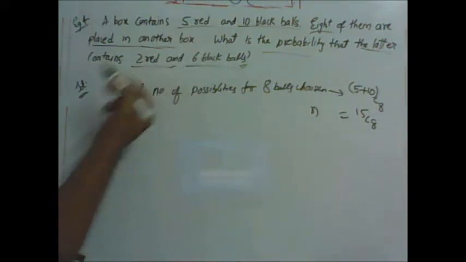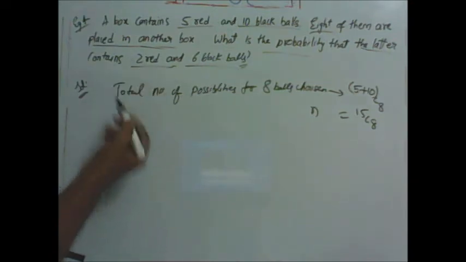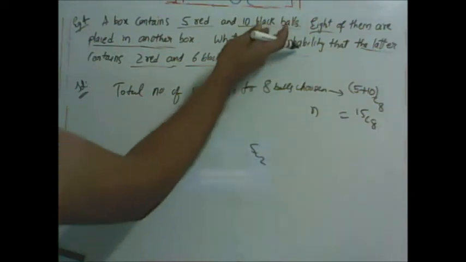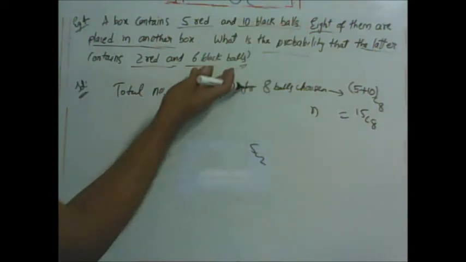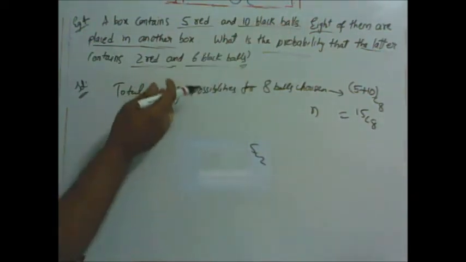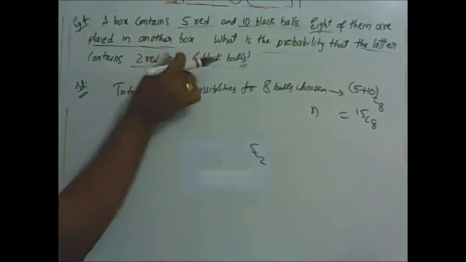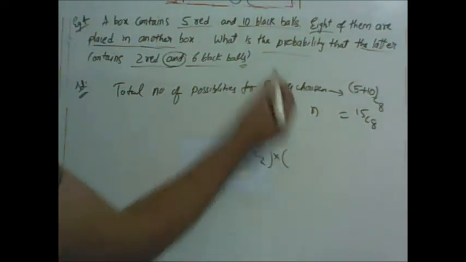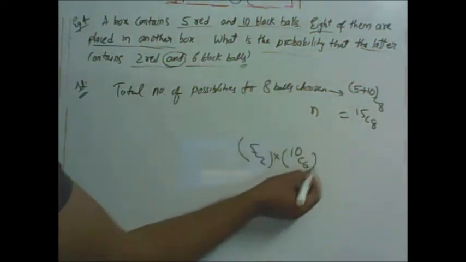5 red balls are there. Out of that, a maximum of 2 is possible, in 5C2 ways. And 10 black balls are there. Out of that, how many? We have to choose 6 must be black, meaning 2 red and 6 black. So 5C2 for red into 10C6 for black.